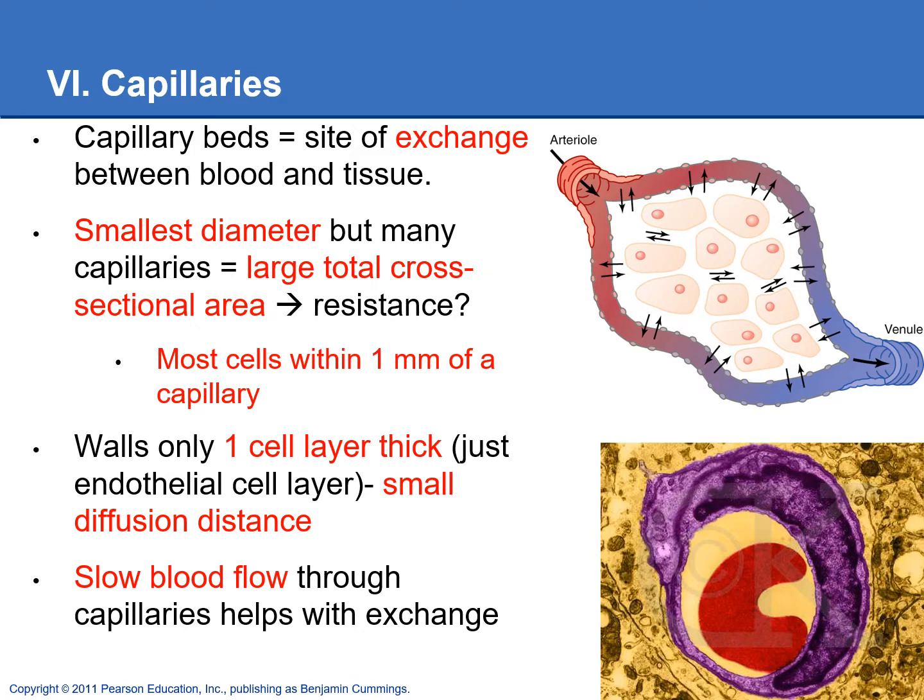So most of the cells are within about 1 millimeter of a capillary, since there are so many capillary beds in the body. And the capillary walls are very thin, they're just one cell layer thick, so things don't have to diffuse very far to get to the cells. And the other thing that makes capillaries really good at exchanging things with the tissues is that the blood flow through the capillaries is very slow. So that gives it time to drop things off and pick things up.